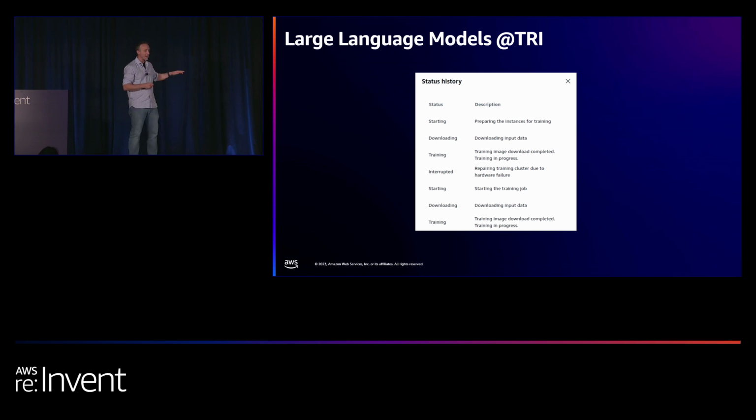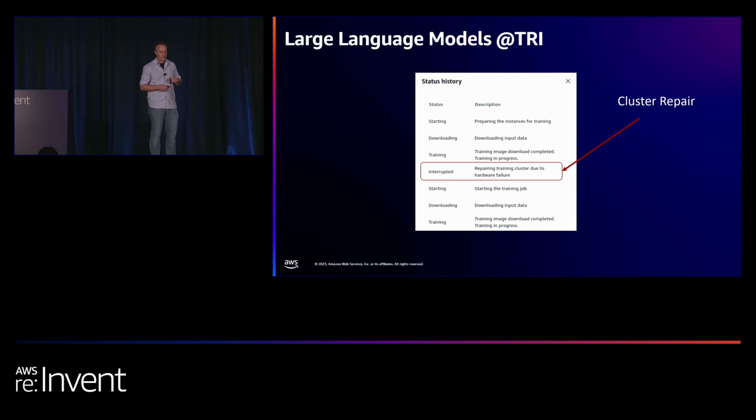As you scale these jobs, it's often the case that hardware will fail. And when hardware fails, you have downtime, and if you have downtime, it costs you money. You're not training your models. One of the great parts of SageMaker is that it has this option for cluster repair. For us, this happened in about 10 minutes. One of the machines failed, and the cluster came right back up, and we were able to continue our training run very quickly.